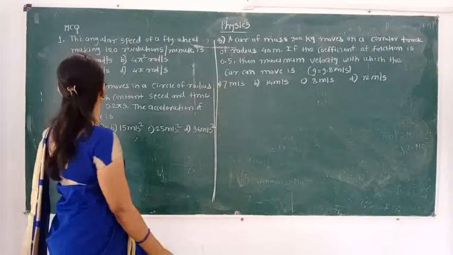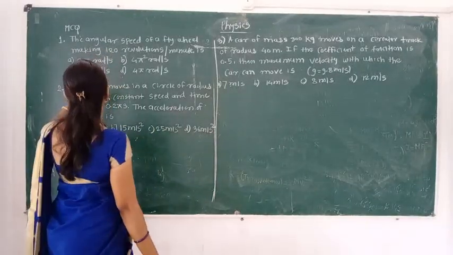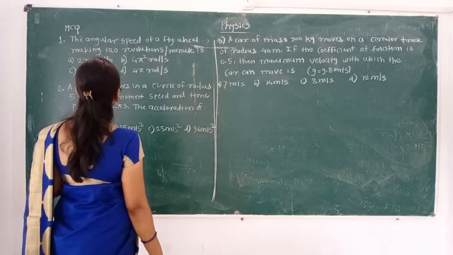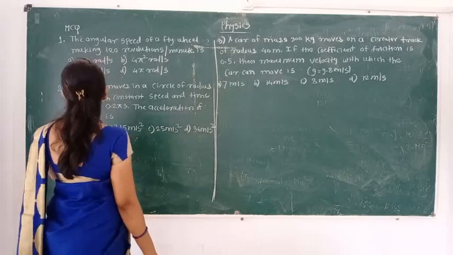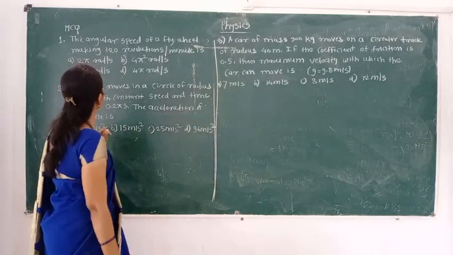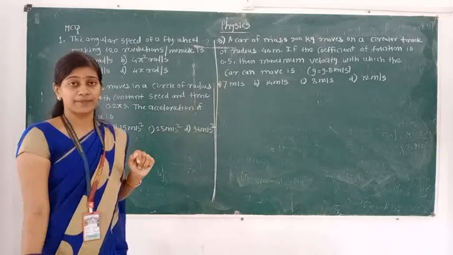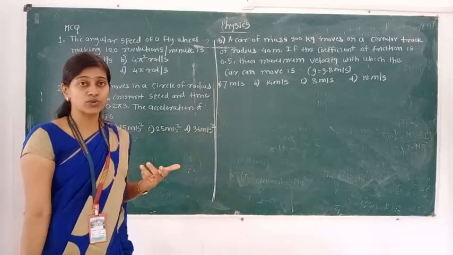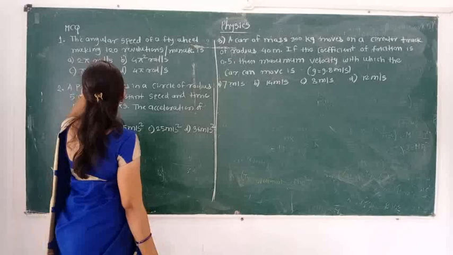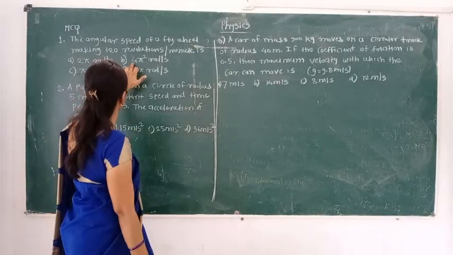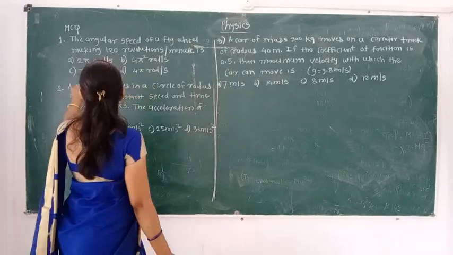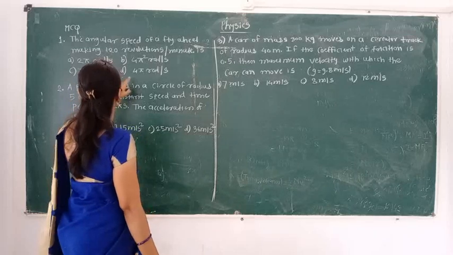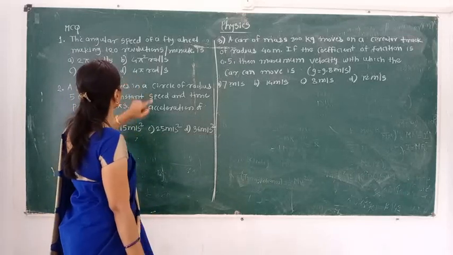See there, the first: the angular speed of a flywheel making 120 revolutions per minute is. Here we have to find out the angular speed. Whatever is given, n is given to us. Their options are 2 pi radian per second, second 4 pi square radian per second, third pi radian per second, and d is 4 pi radian per second.